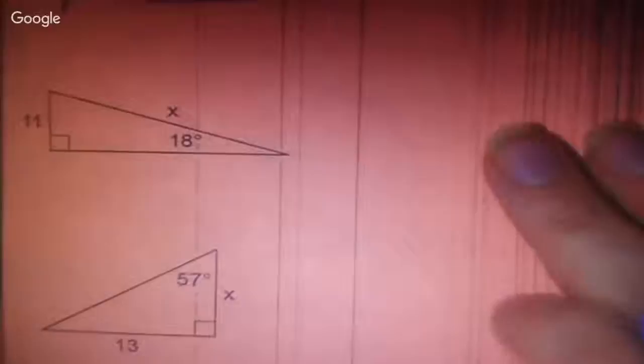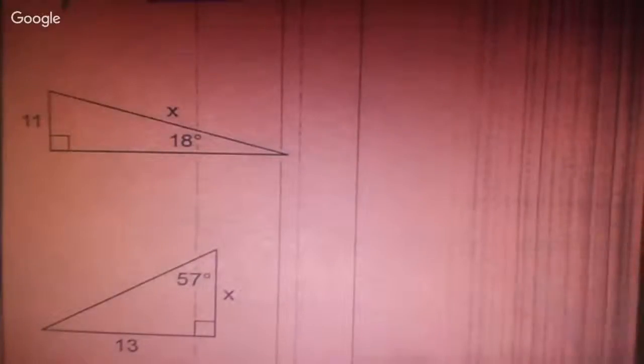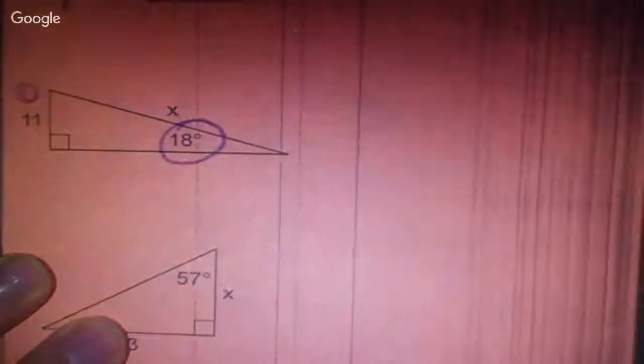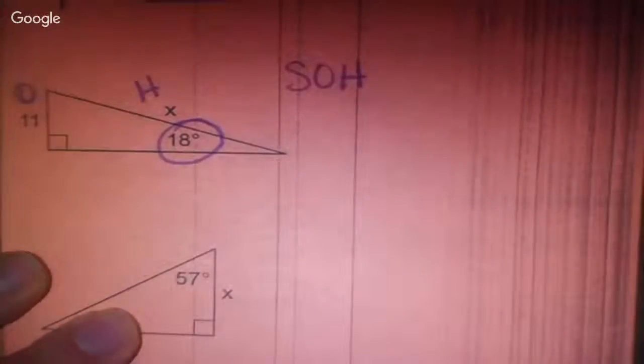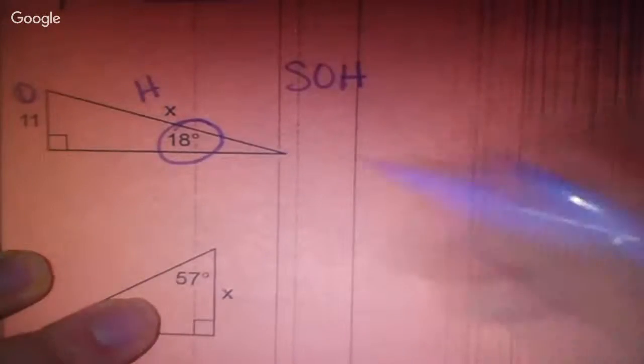Okay, this one. What is my reference angle? 18 degrees. Okay, so Alfredo said I've got an opposite and a hypotenuse. So we use, so that is the sine.